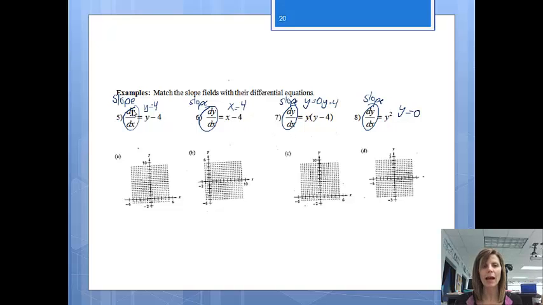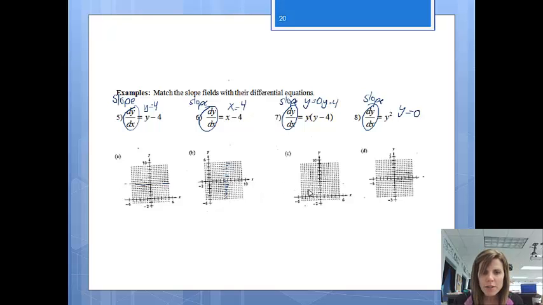So now I'm going to try to use that information to help me out. If I look at this one right here, I notice that it looks like 1, 2, 3, 4. It looks like about y equals 4 is where I see slopes of 0. On this one, I notice my lines are kind of going the other way. At x equals 4, I have lines that have slopes of 0.